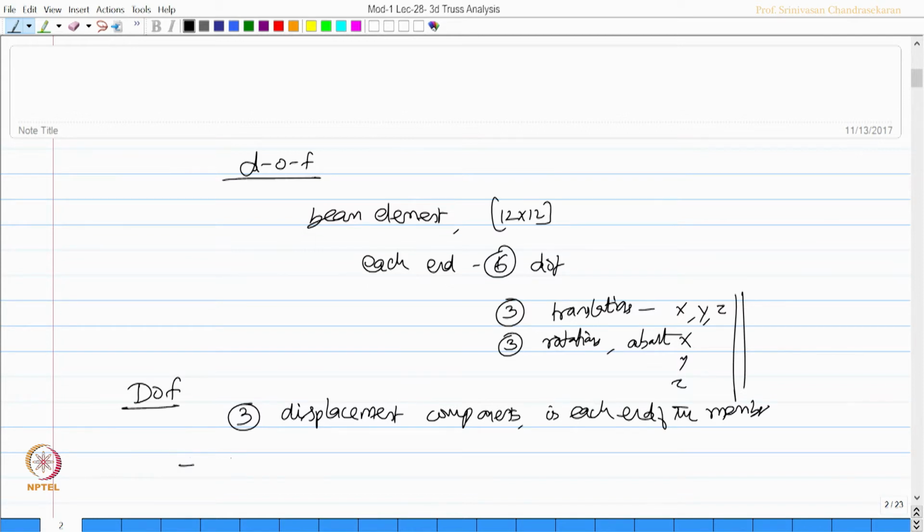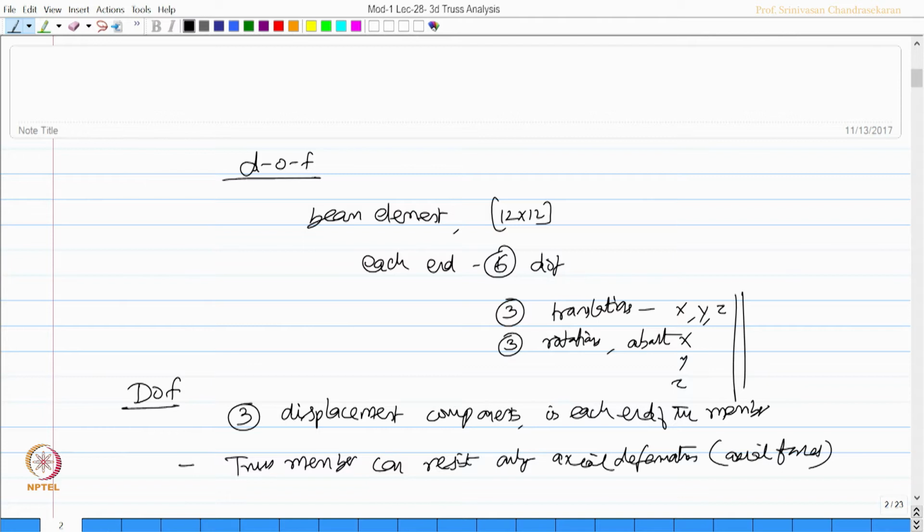And the most important fact, truss members can resist only axial deformation and axial forces. So, no moments. So, that makes the stiffness matrix of the member of order 6 by 6.